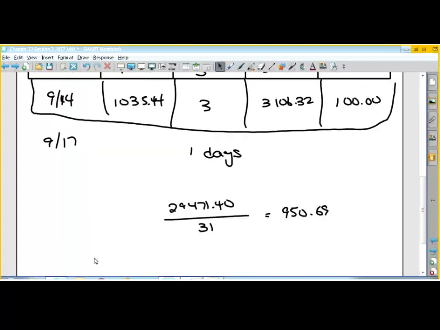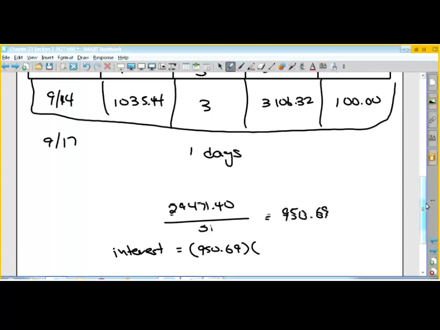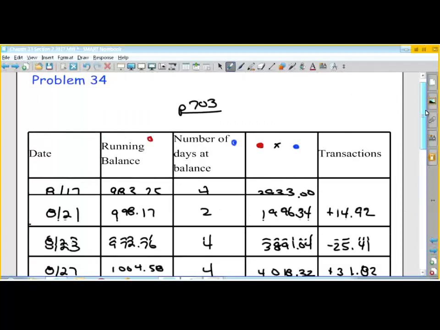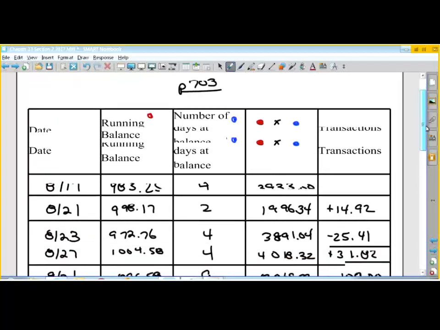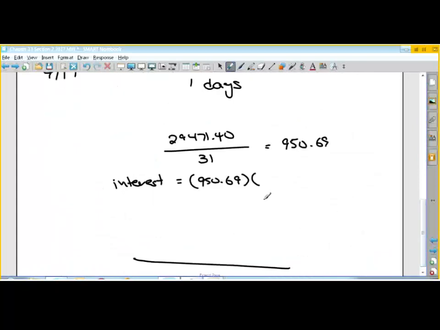Now that's the number that you use to calculate the interest. So to calculate the interest for that month, you take the average daily balance and multiply by the interest rate, which is, I don't know what my interest rate was. Did I give that? I'm just going to make it up. Let's say it's 15%. So you'd use 0.15. That's your yearly interest rate.